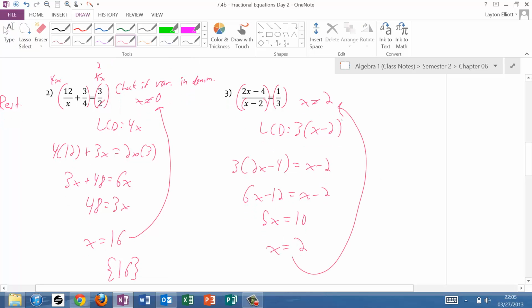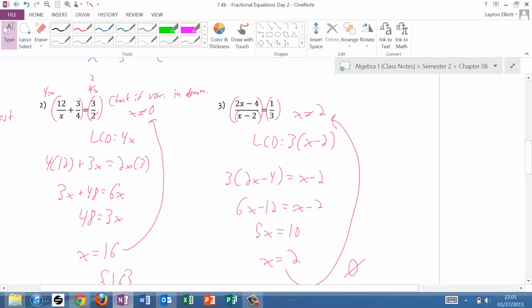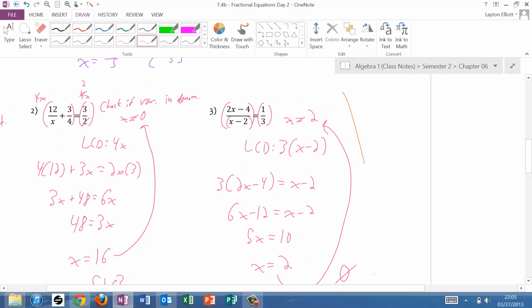But we just said x cannot be equal to 2. Since x cannot be equal to 2, we have no solution. Something else that you could have noticed in that problem is that if I go back to the original problem and I factor the numerator, I have 2 times x minus 2 over x minus 2 equals 1/3. If I cancel the x minus 2's, I get 2 is equal to 1/3, and that is not true. 2 is not equal to 1/3, so that should tell me that that's no solution.